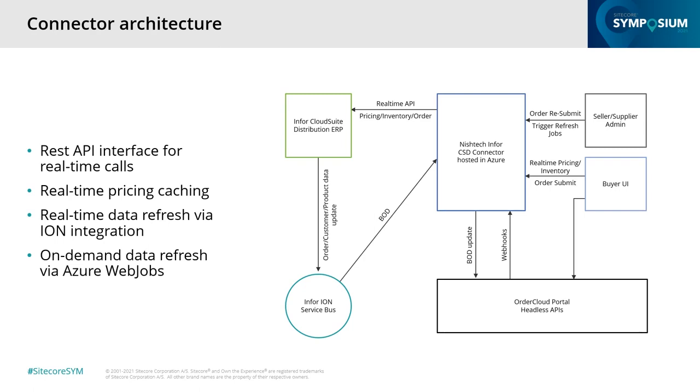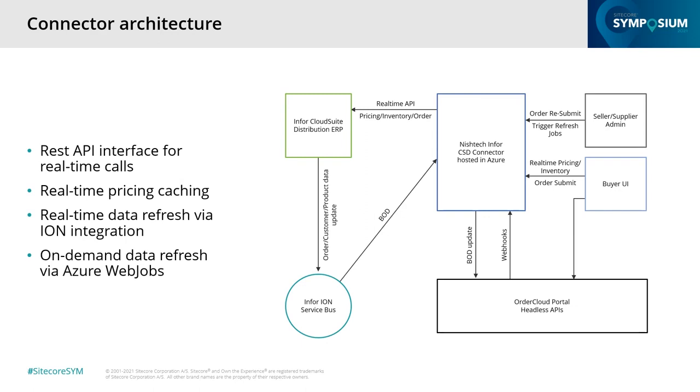To publish data changes from Infor CSD, we have created API endpoints in the connector to accept business object document or BOD updates from Infor Ion Service Bus. If Ion is configured to link to these API endpoints, data updates will be received in the connector, and then connector will push data to OrderCloud. This will be real-time data sync.